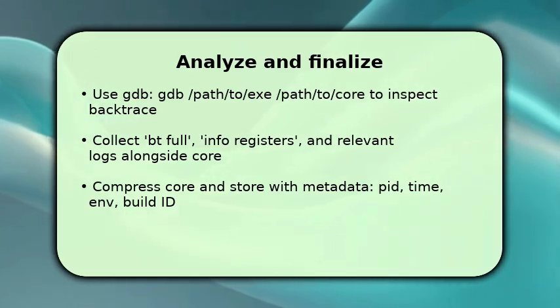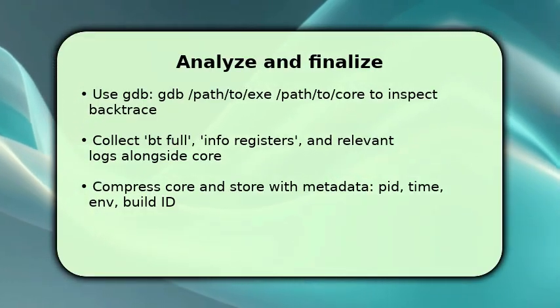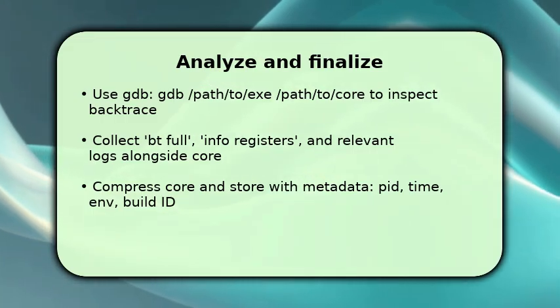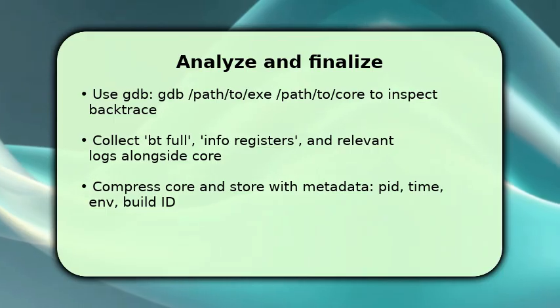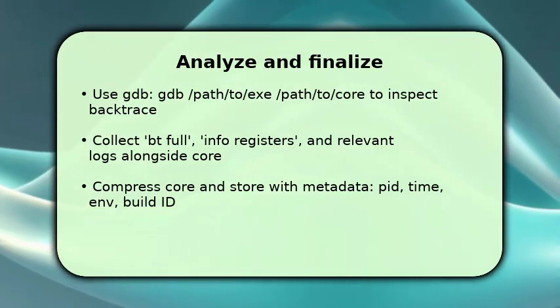Once you capture evidence, archive the core plus logs, environment variables, and build ID so you can reproduce later. If symbols are missing or the backtrace shows addresses, install the correct debug symbols or ensure the binary and core come from the same build to resolve incomplete traces.